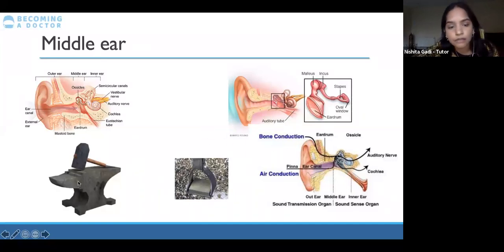You might be wondering why I've put this, but sometimes people refer to them as the hammer, anvil, and stirrup, just because they kind of look like these objects. So that'll be the malleus, incus, and stapes. And then you'll go into the inner ear: the stapes joins to the oval window of the cochlea, which we'll come to in a bit, and the movement of the stapes moves the oval window.